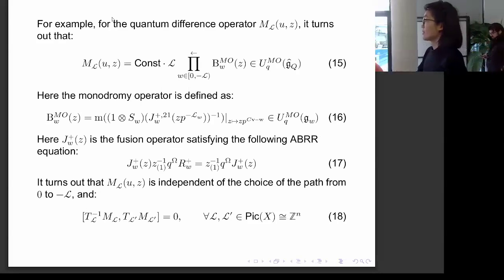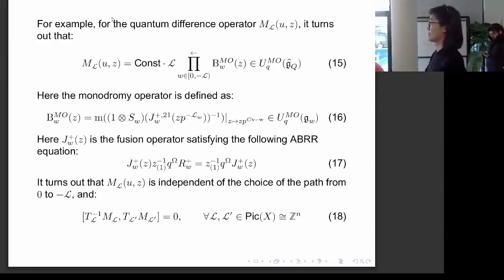So it turns out that it's been proved by Okounkov and Smirnov that this quantum difference operator is actually independent of the choice of the path from 0 to the minus L. And moreover, that this is TL prime minus 1. Moreover, this difference operator will become a holonomic difference module over the Picard torus. So actually, you can think about it as some quantum integral system over the Picard torus. So this is the geometric story of the quantum difference operators.